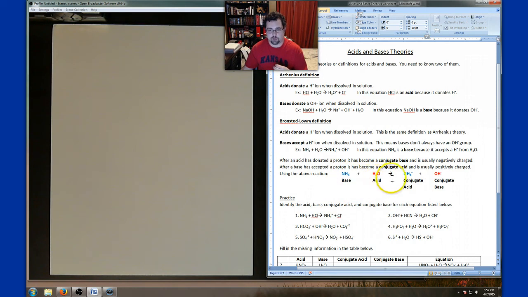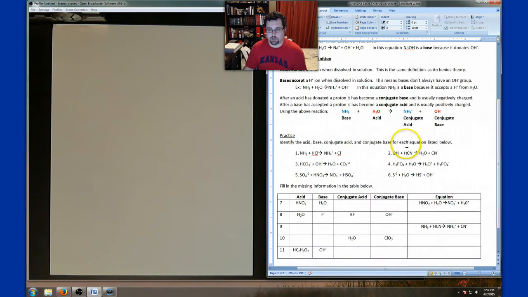Once that happens, the NH3 becomes the conjugate acid, because on the other side, it's gained the H+. Now, if you look at this by itself, it is willing to donate an H+, so it's an acid. Whereas the water lost the H+ and is now OH-. It's what we call the conjugate base. So the acid becomes the conjugate base, and the base becomes the conjugate acid.